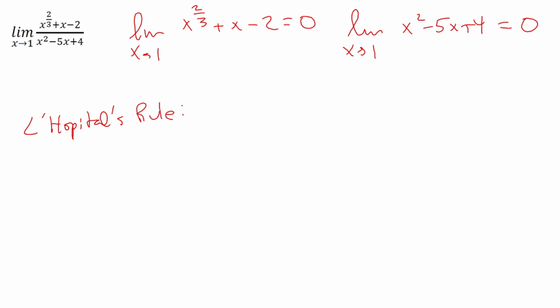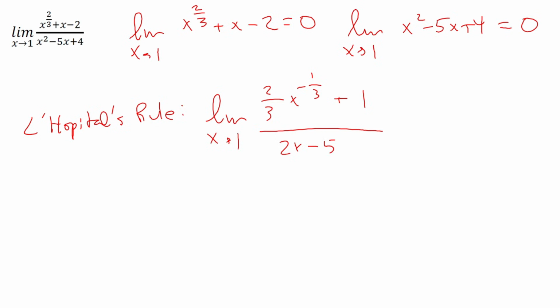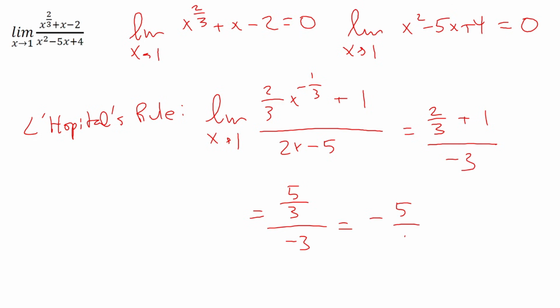And if we use L'Hopital's rule, we'll take our derivative, getting the limit as x approaches 1 of 2/3 x to the negative 1/3 plus 1 all over 2x minus 5. And we can then just evaluate that when x is 1. So we have 2/3 of 1 to the negative 1/3. Well, that's just still 2/3, right? Plus 1 all over 2 times 1, which is 2, minus 5 is negative 3. So we have 2/3 plus 1, which would be 5/3, divided by negative 3, which is negative 5 over 9.